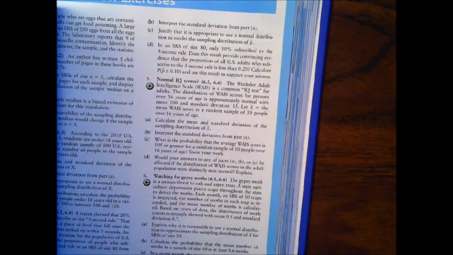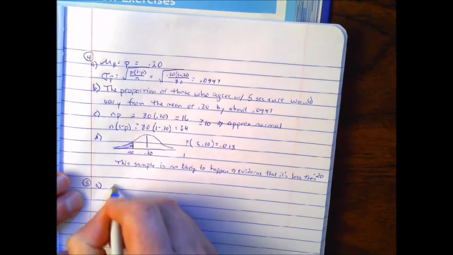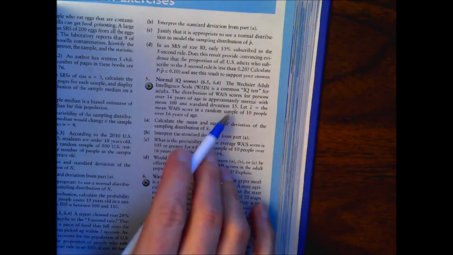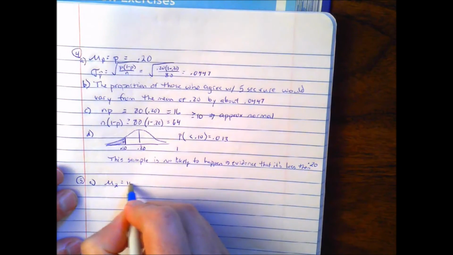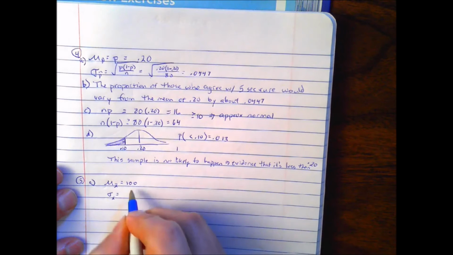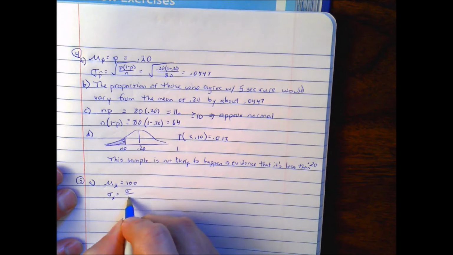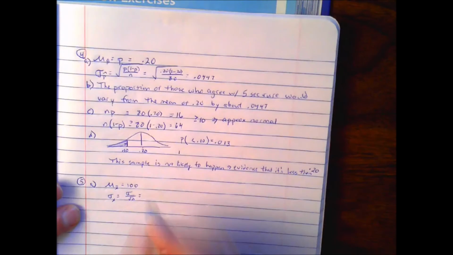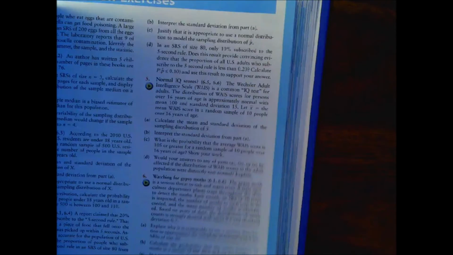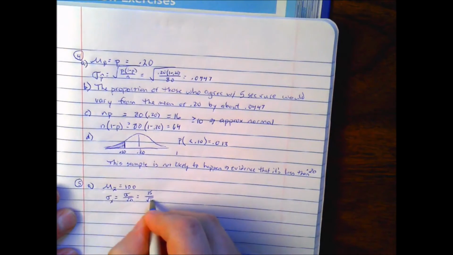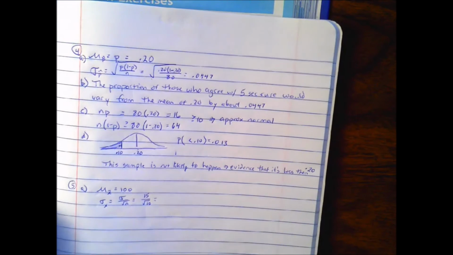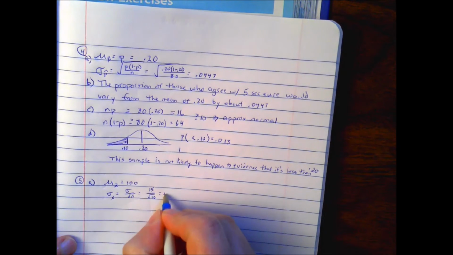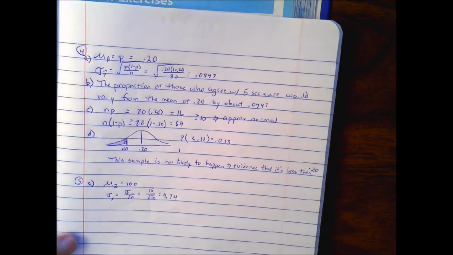So the mean and the standard deviation. For part A, the mean of all those x bars is going to equal the same as the mean of the population, which is 100, a mean score of 100. And our standard deviation is going to be the standard deviation of our population divided by the square root of n. So our population had a standard deviation of 15, and I'm taking a sample of size 10 people. Okay, so go to your calculator. 15 divided by the square root of 10 gives me 4.74.